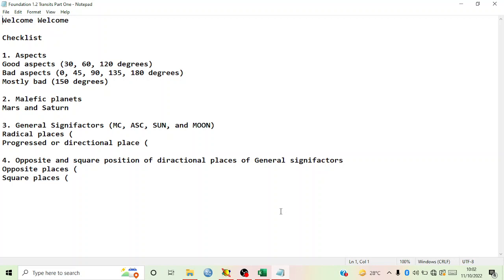So the clarity on the 150 degrees aspect, I think in later videos I might be able to clarify. However, for the time being, I'll leave it at that: it's mostly bad, with a question mark.